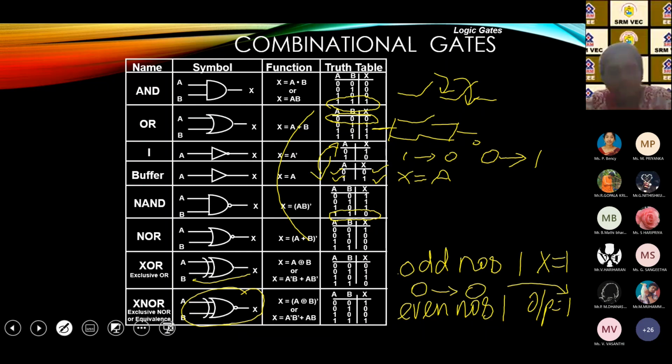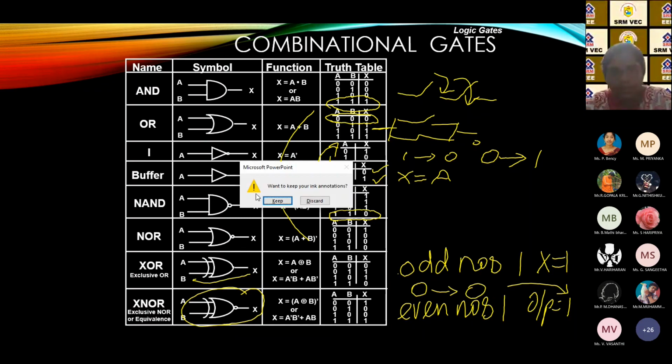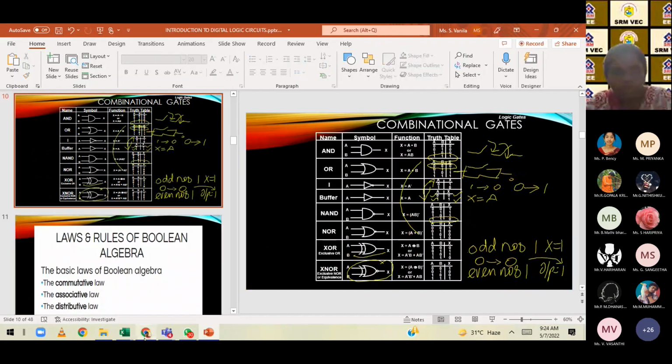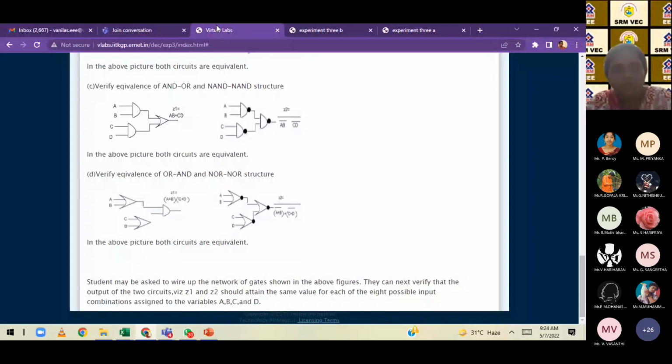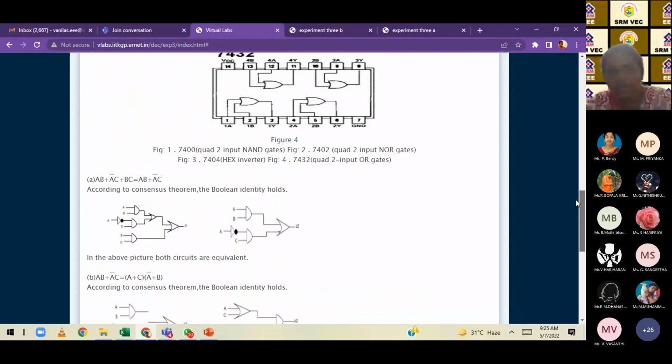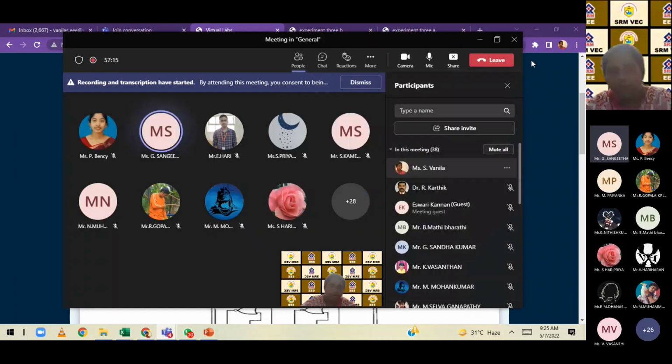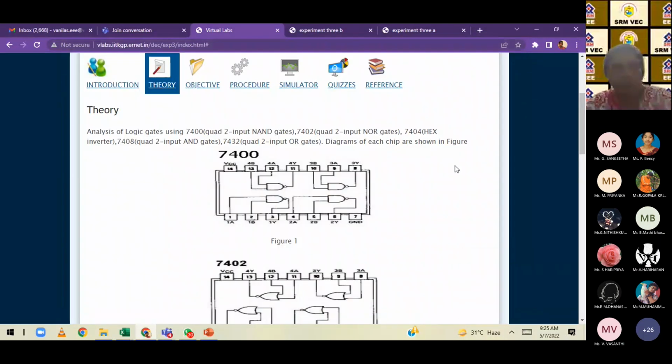Before going to this, students, wait. Let me go for the next case. I'll show you the IC connections. Students, are you able to see my screen? Yes, ma'am. Okay, thank you.